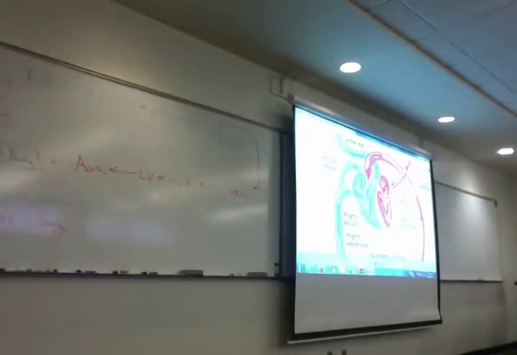So I remember right side lung, left side body. Right side lung, left side body. That's one thing I remember. And notice the color I chose. The right side is blue because it's deoxygenated. The left side is red because it's oxygenated.